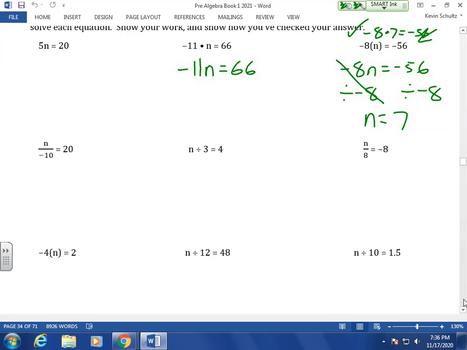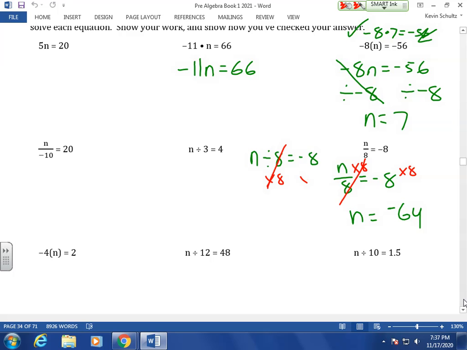One like this one, right below it here. N divided by 8 equals negative 8. If you want to leave it in vertical form, multiplying both sides by 8. Cancel those out of there. Opposite operations again. Negative 8 times 8 equals negative 64. Or if you want to write it horizontally, the opposite of dividing by 8, multiplying by 8. Right? Make sure you do it to both sides there. And we get n equals negative 64 that way as well.